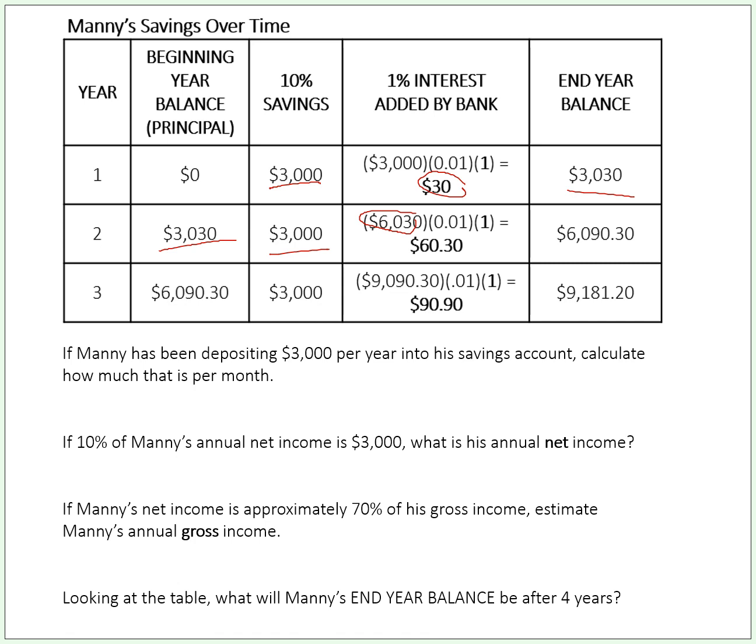But if I look at that per month, that's $250. Most of us get paid twice a month. If I divide that by 2, it's only $125 a month. So if you begin setting aside a little bit at a time, it will add up.